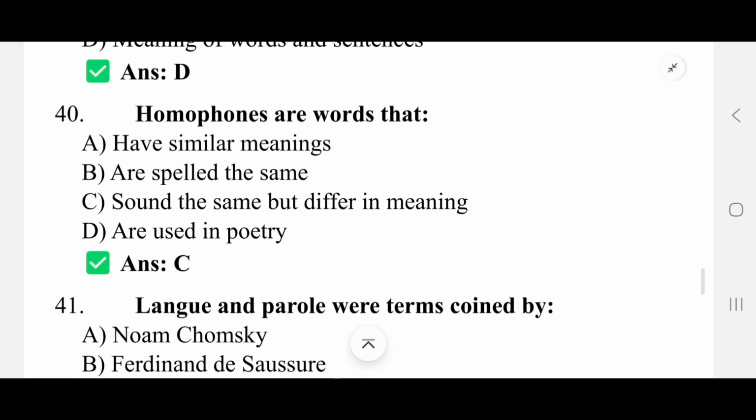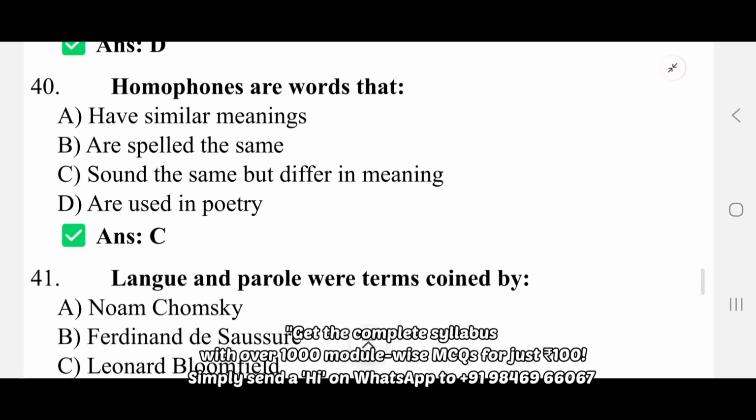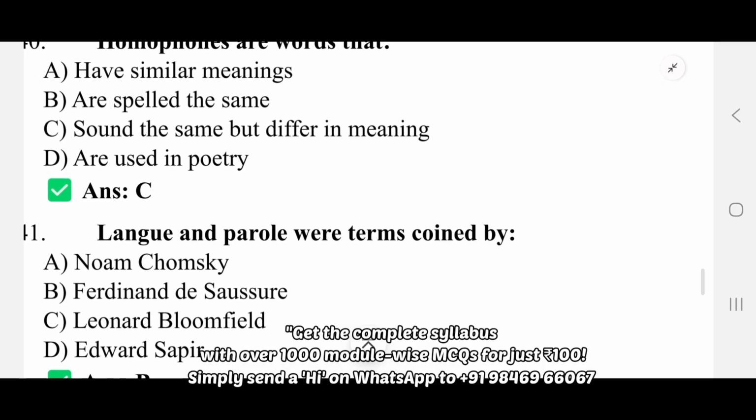Homophones are words that are spelled the same, sound the same, but different in meaning. So it's actually option C that is the right answer. Sound the same but different meaning. Homonyms, like for example, the I like the pronoun, and the eye, one of the organs of humans, right? In such a way we can interpret that one.